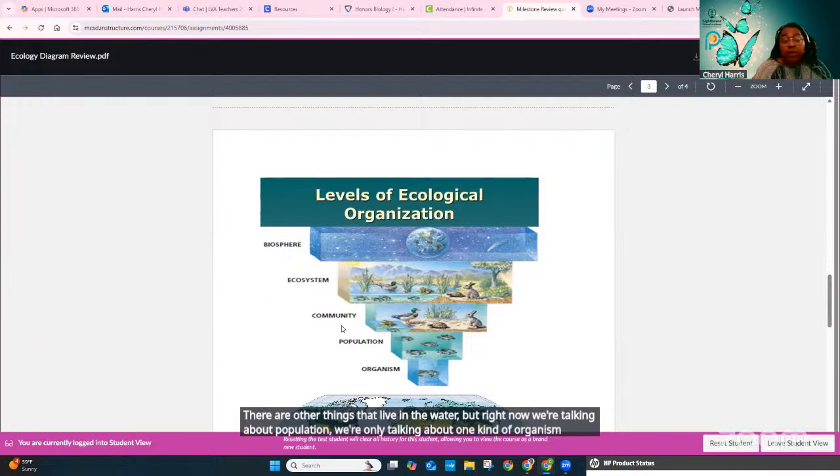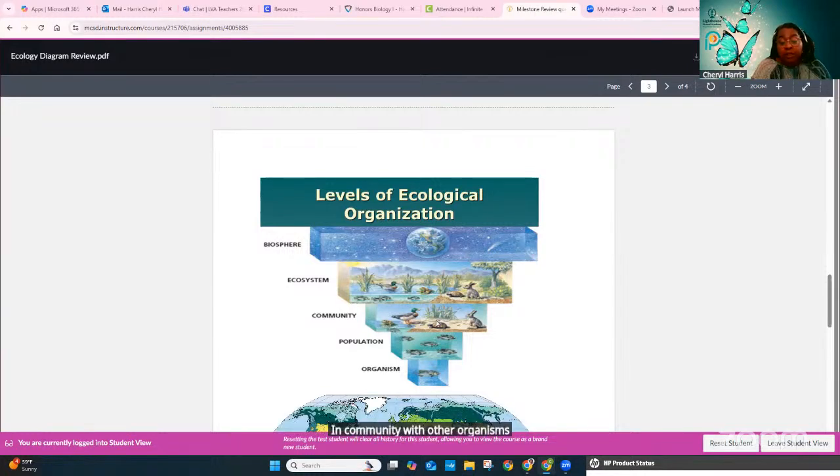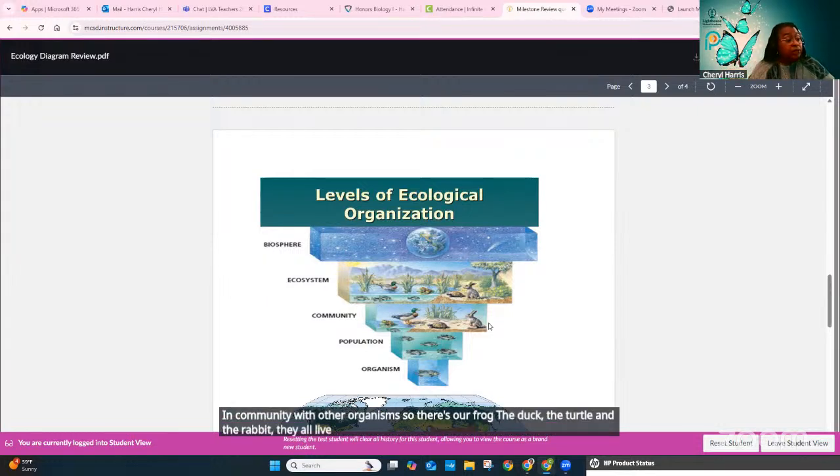Now, community. So notice now the fish down here in the bottom of the picture, but now the fish doesn't live by itself. It lives in community with other organisms. So there's our frog, the duck, the turtle, and the rabbit. They all live in the same area. So that's the community.